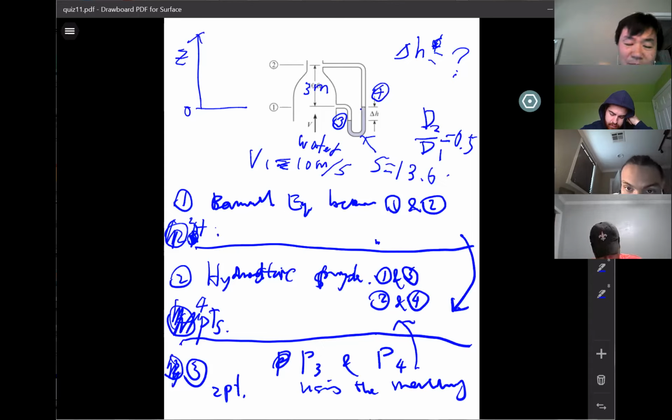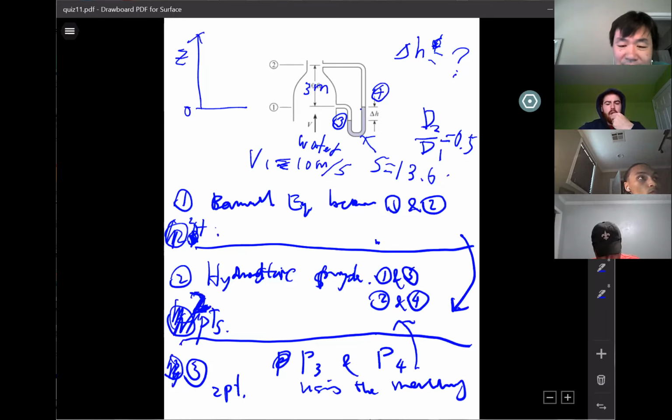I think I probably gave too many points on the second step. Second step is 2 points. You need to calculate the velocity later, I'll give you some points there. So 2 points, 2 points, 2 points. So far, three lines.